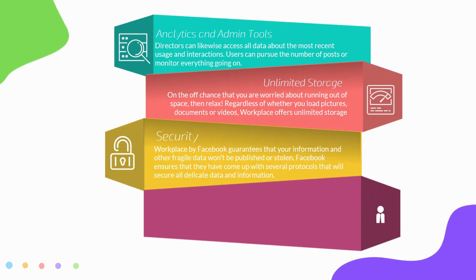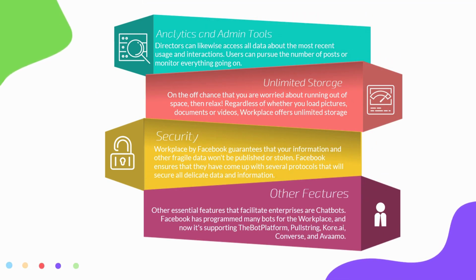Other features. Other essential features that facilitate enterprises are chatbots. Facebook has programmed many bots for Workplace, and now it's supporting the bot platforms Pullstring, Core.ai, Converse, and Avamo. Workplace again offers different identity protection security tools like OneLogin, Okta, Microsoft Azure, and G Suite. It also integrates with compliance and security providers such as Cisco, Smarsh, Skyhigh and Netskope. Additionally, it connects with the best collaboration tools like G Suite, Office 365, Dropbox, Box and OneDrive.